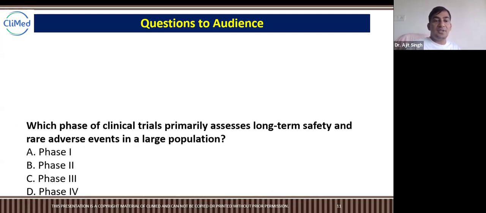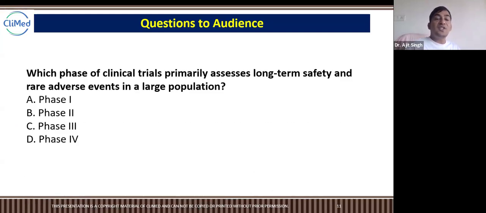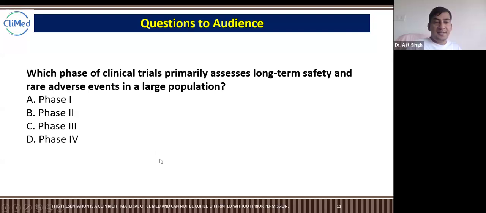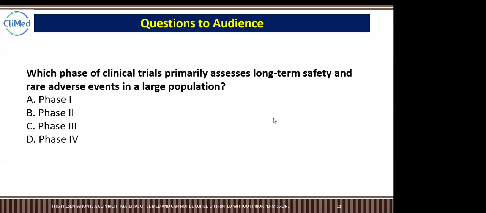Next question for all of you, I think the last maybe: which phase of clinical trials primarily assesses long-term safety and rare adverse events in a large population? Phase 1, 2, 3, or 4? Yes, Phase 4. Someone was telling phase 3 also, but it is phase 4.